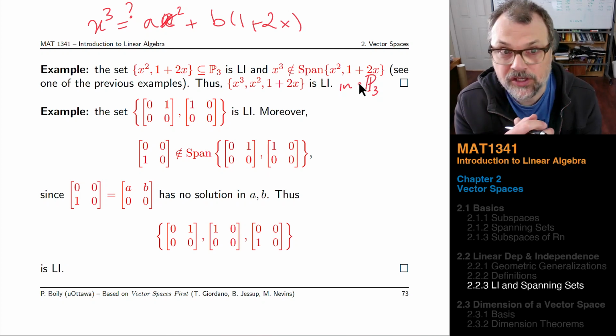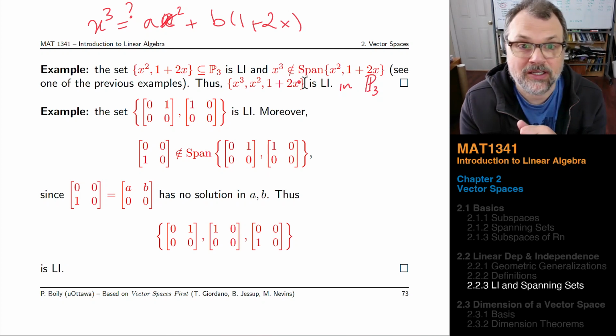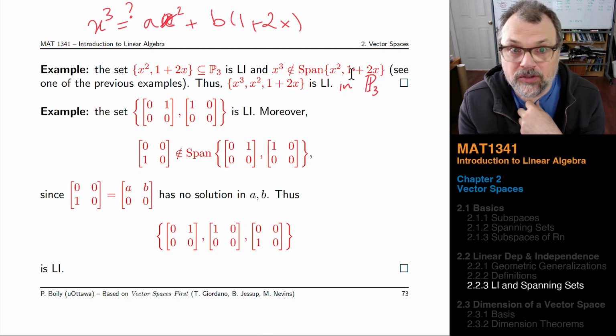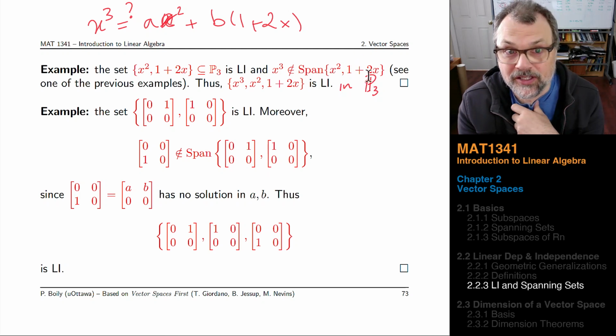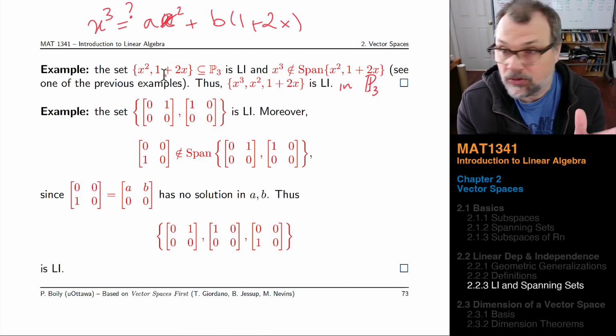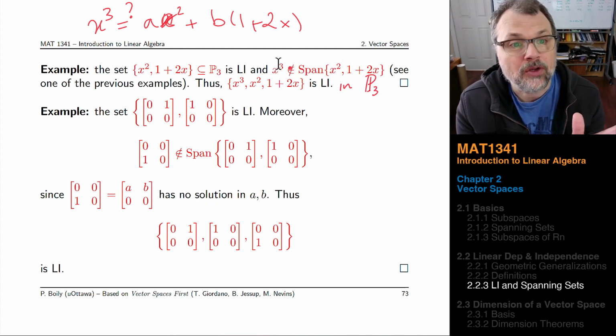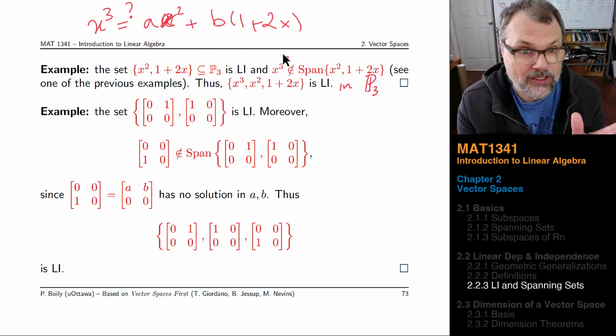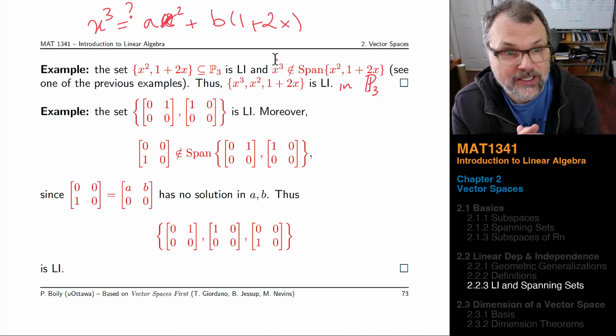That's from the previous theorem. That's exactly what the theorem says. If something is not in the span of these two things, and these things are linearly independent, we haven't shown that here, but it's not too difficult to show, something you need to do, then the whole set, including this new thing, has to be linearly independent.